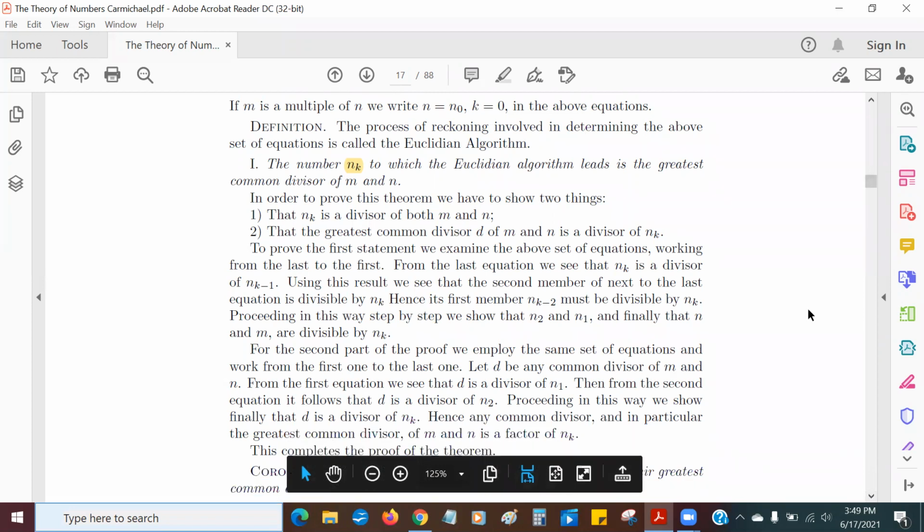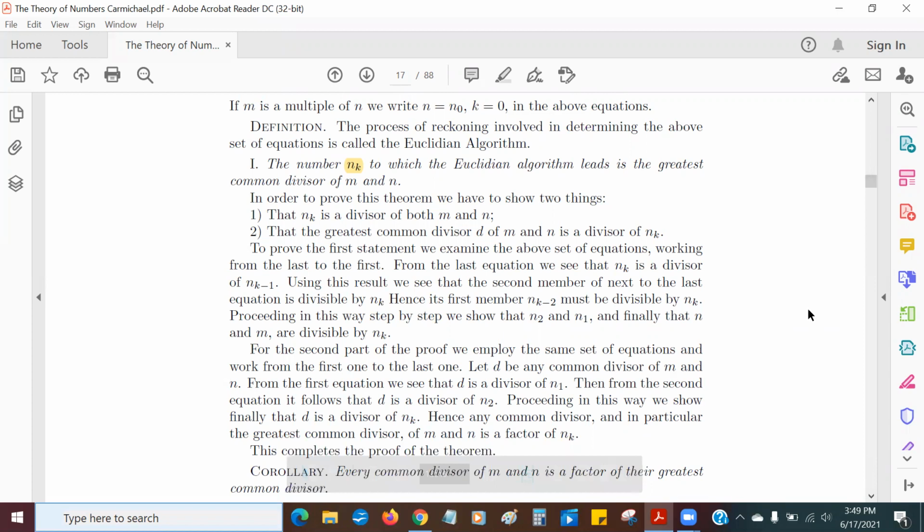To prove the first statement, we just look at the equations. And if we go from the first to the last, we see that nk is a divisor. Let's say first to last, nk minus 1, and using this result, we see the second member of the next to last equation is divisible by nk, and therefore it's divisible by n2. And proceeding this way step by step, we show that n1 and n2, finally n and m are divisible by nk. Let me show what that means.